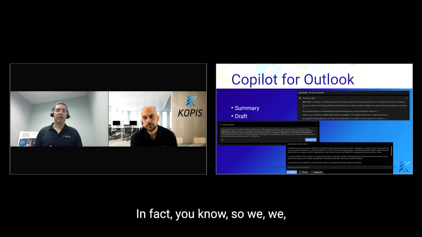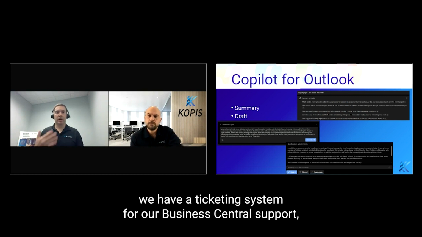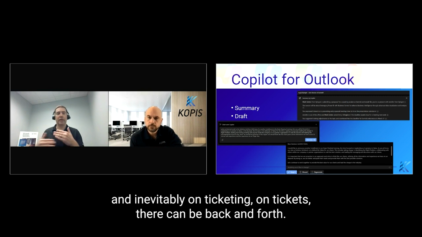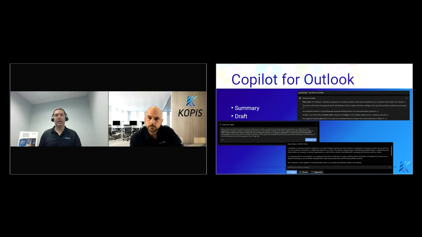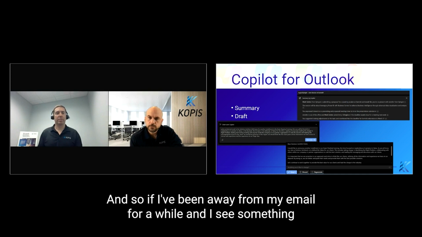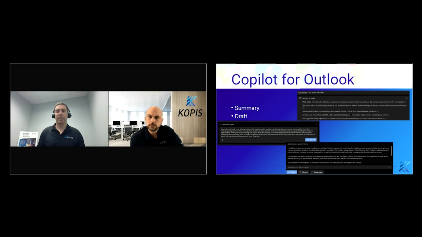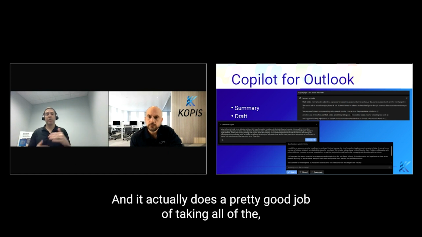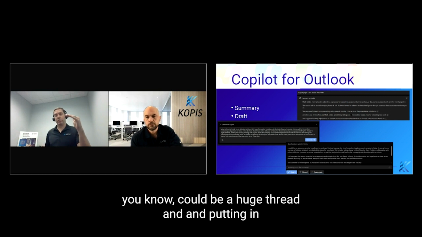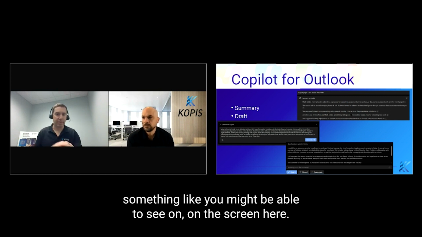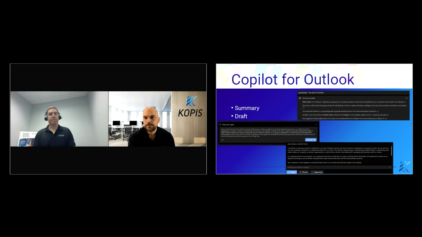In fact, we have a ticketing system for our Business Central support, and inevitably on tickets there can be back and forth. And so if I've been away from my email for a while and I see something that maybe I could help on, the first thing I do is I say summarize this email, and it actually does a pretty good job of taking what could be a huge thread and putting it into something like you might be able to see on the screen here.